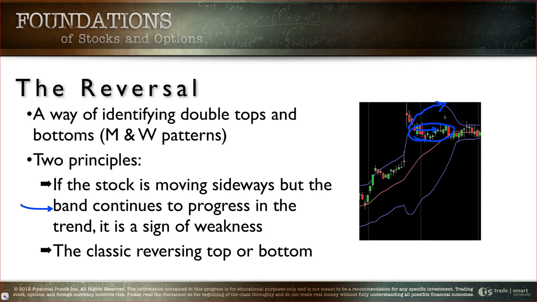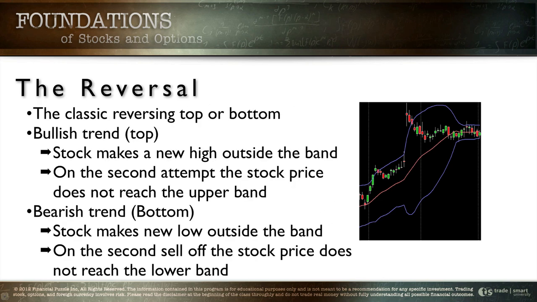And then the second principle here is really a variation of the classic reversing top or bottom. So let me talk about the reversing tops and bottoms. We've already talked about these with chart patterns. In a bullish trend, we get a top. So you've been in a bullish trade, you had the top. Here's what happens, and this is the formula in Bollinger's. The stock makes a new high outside the band, and on the second attempt, the stock does not reach the upper band.